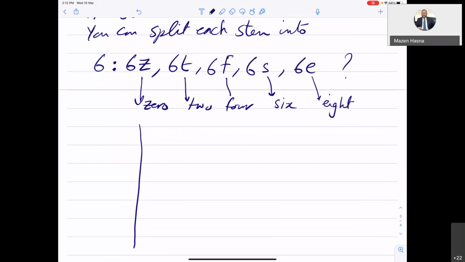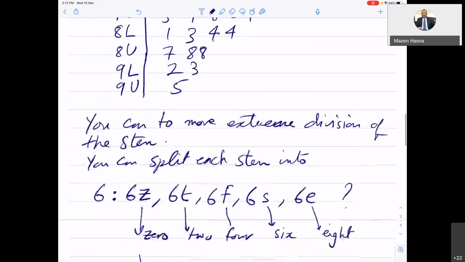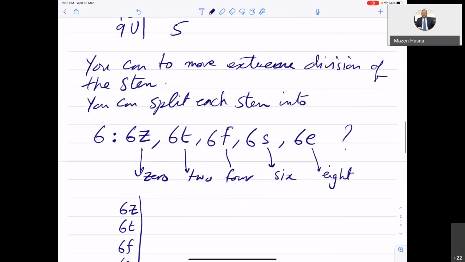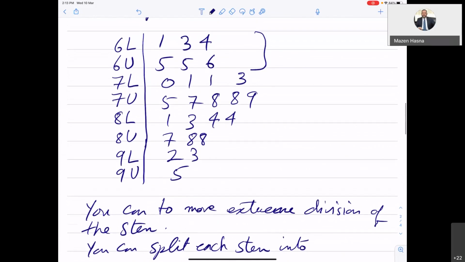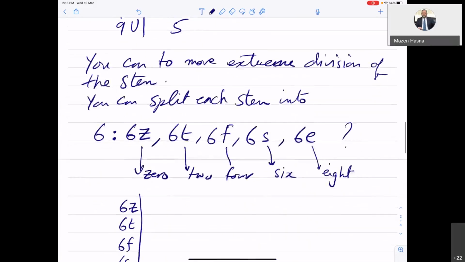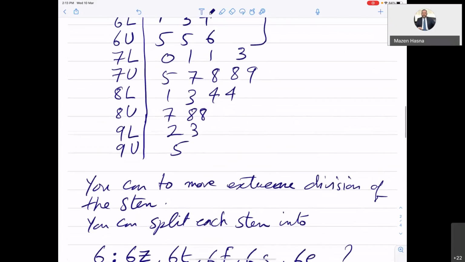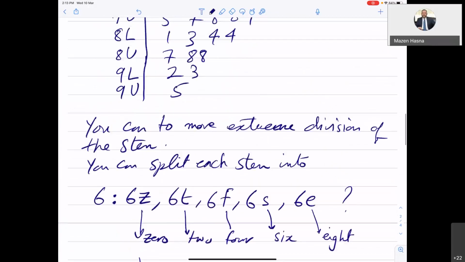Now following up with the same example, I will take the data for the 6, and I will split it into 6Z, 6T, 6F, 6S, and 6E. And this is applicable, of course, if you have a lot of data between 60 and 70. So 6Z means that you have 0 and 1 here. So you have 1. 6T, you have 2 and 3 here.